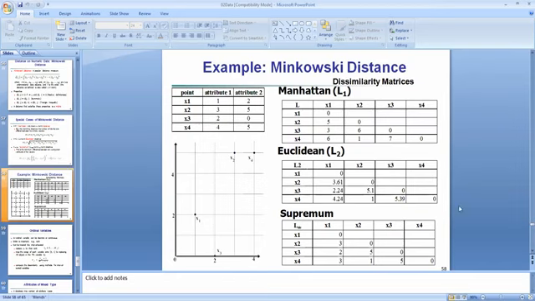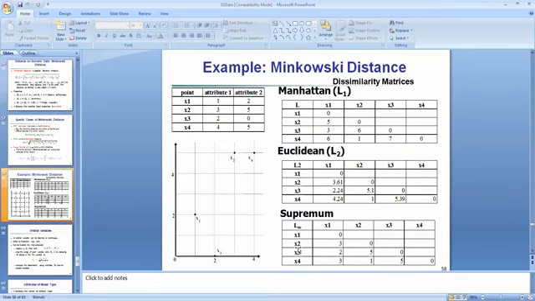Again, this is a triangular matrix. Here also a triangular matrix. That means this is the dissimilarity matrix. Again, we will see the same by using the supremum distance for these points. You can see x1, x2, x3, x4 again. Distance from x1 to x1, x2 to x2, x3 to x3, x4 to x4 is 0.